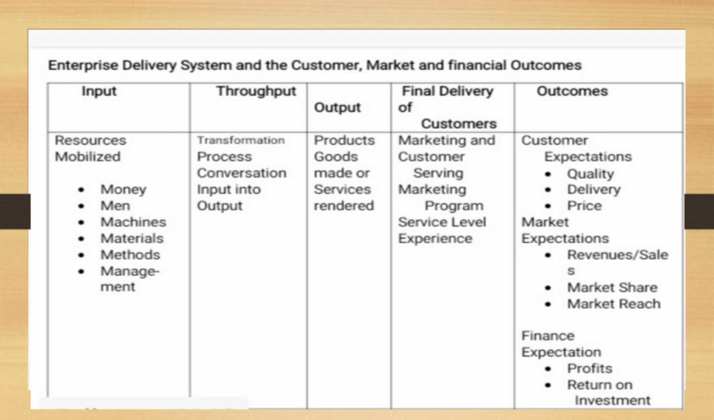On the next column, the last column, we have the outcomes. The customer expectations: the quality of your product, the delivery, and the price. The market expectations: revenue, sales, market share, and market reach. So mataas ba yung revenue or sales ng product natin? Then we have the finance expectations. So, kung mataas yung revenue at sales, then of course, magkakaroon tayo ng profits at return on investment.